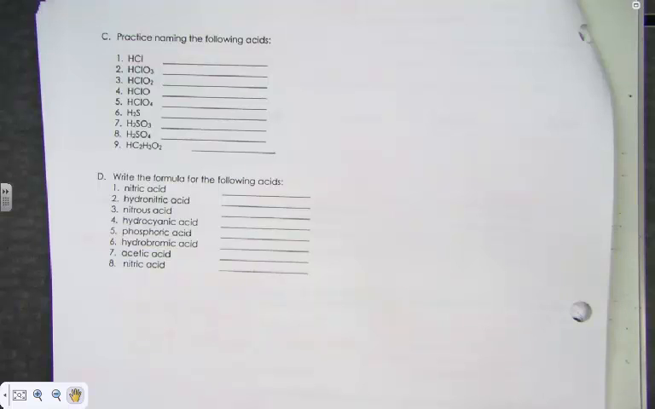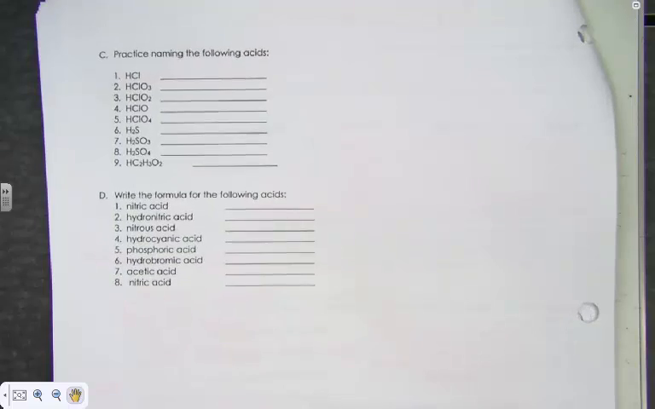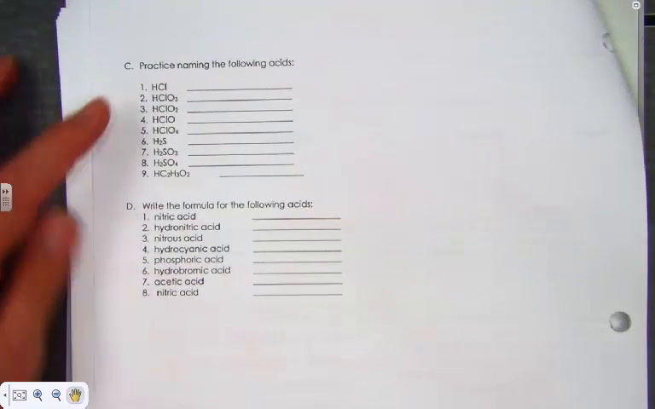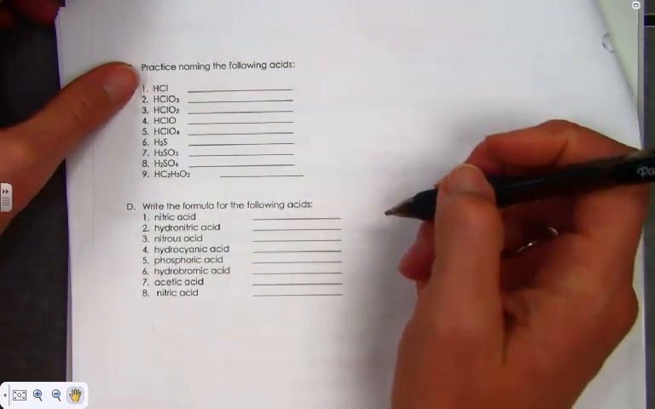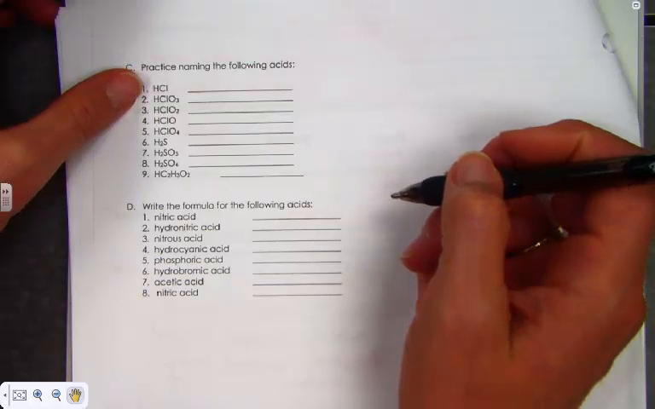Page 13. My polyatomic ion chart and periodic table are close by. Let's talk about the first one, HCl.